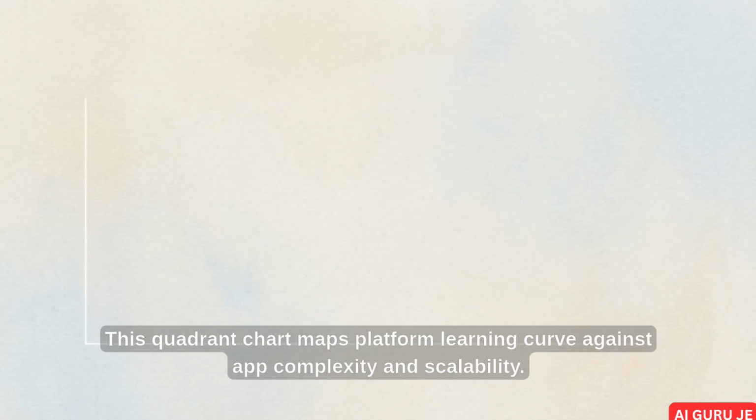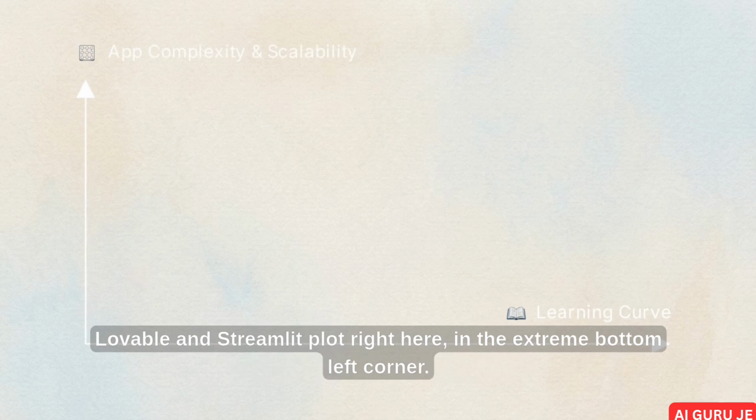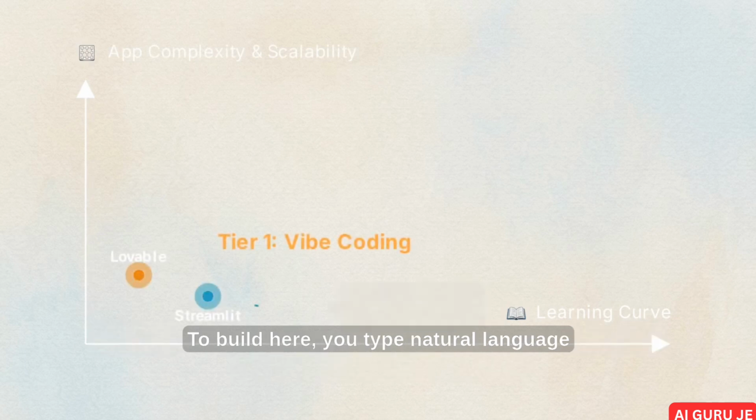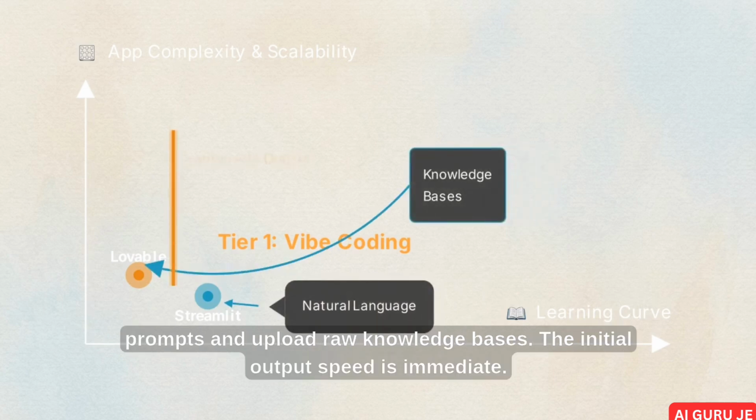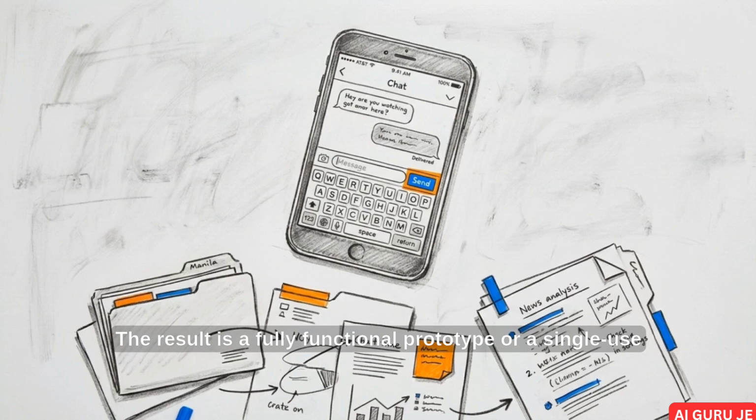This quadrant chart maps platform learning curve against app complexity and scalability. Lovable and Streamlit plot right here, in the extreme bottom left corner. To build here, you type natural language prompts and upload raw knowledge bases. The initial output speed is immediate. The result is a fully functional prototype or a single-use chatbot that can reference your specific data in minutes.